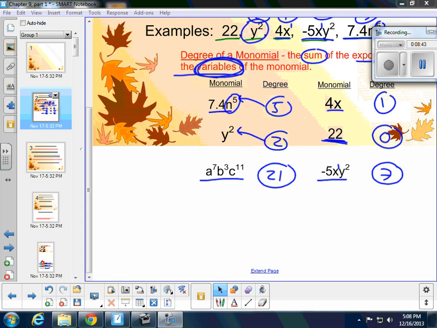Also, we'll just talk about how we organize a polynomial. Usually we go in decreasing degree order. That's typically how we'll write it, but we'll get to that in a few pages, and I'll show you what that looks like.